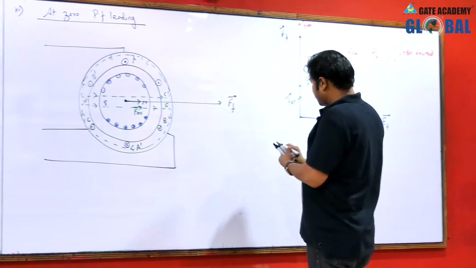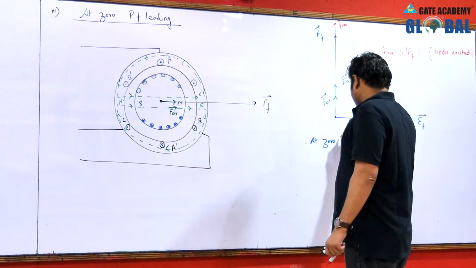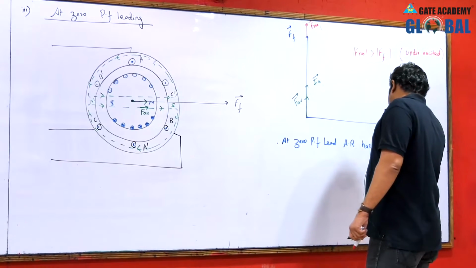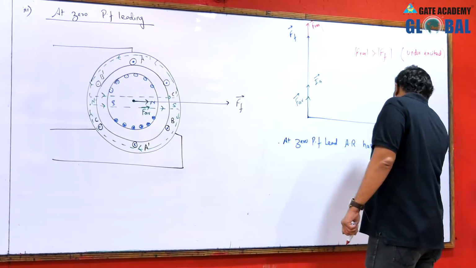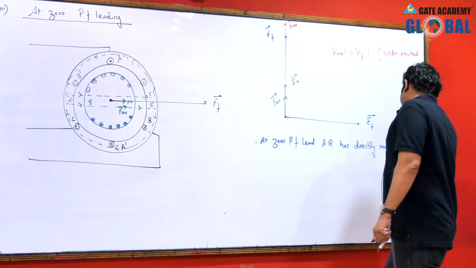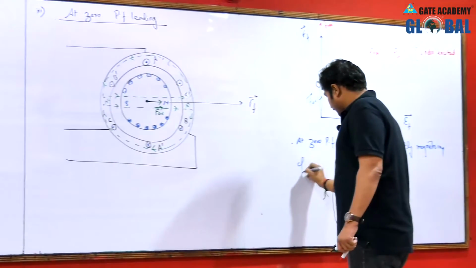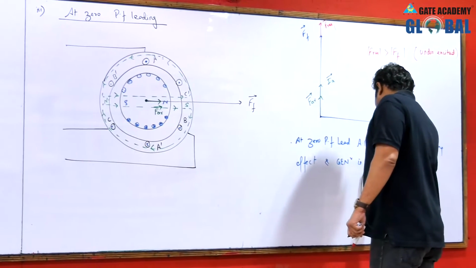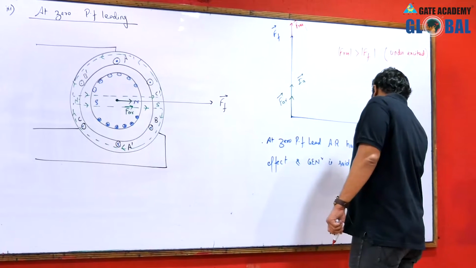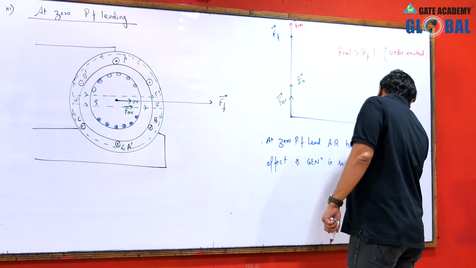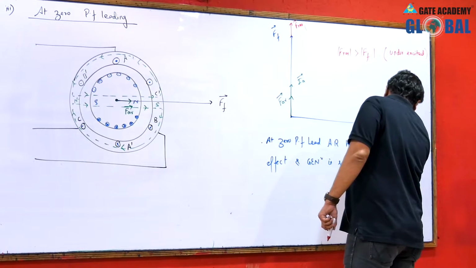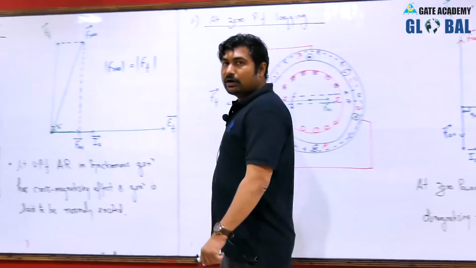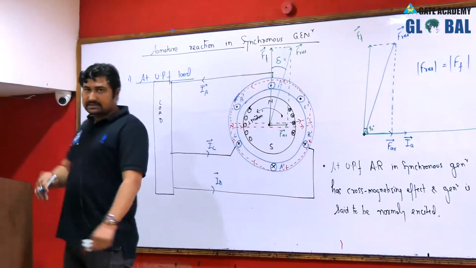You can say, at 0 power factor lead, armature reaction has a directly magnetizing effect, and the generator is said to be under excited. Is it okay? We can also see the other power factors like 0.8 power factor lag and 0.8 power factor lead. Let us discuss that also.